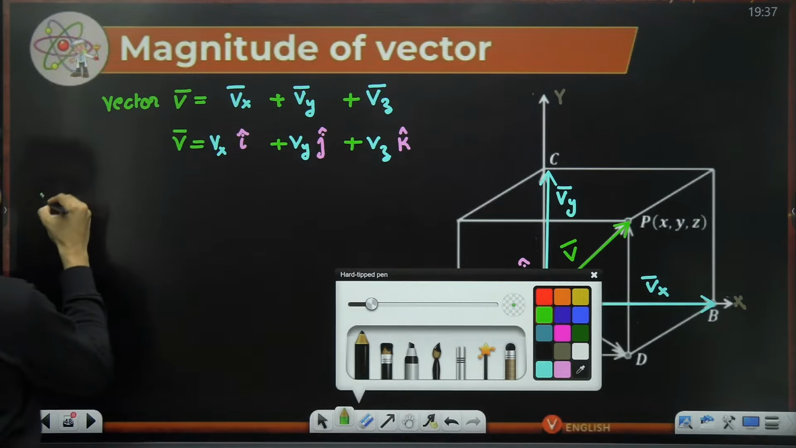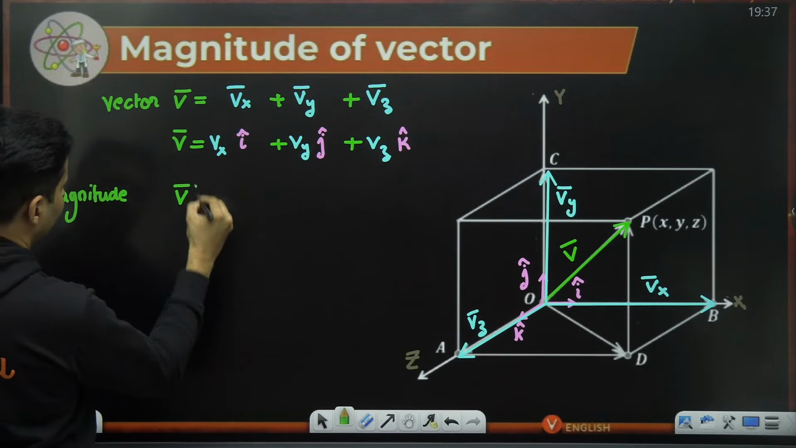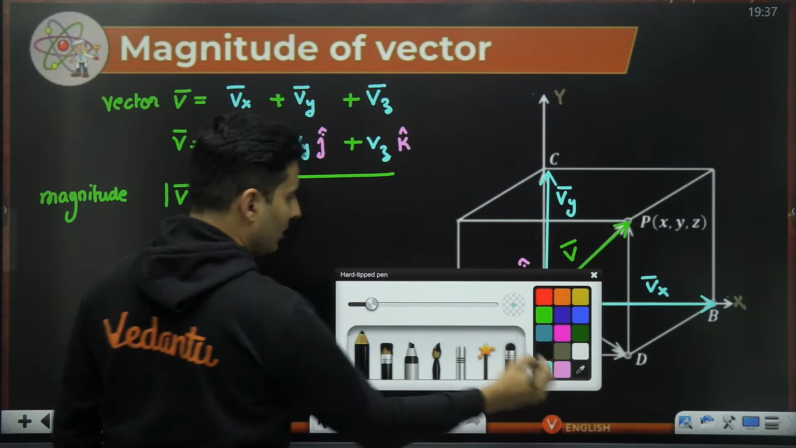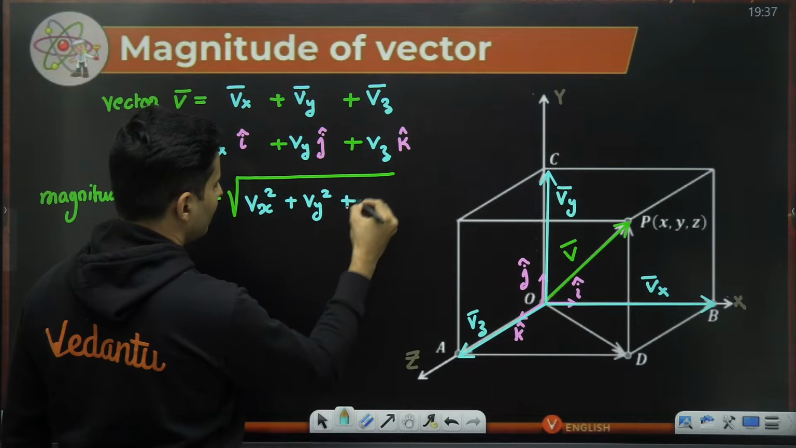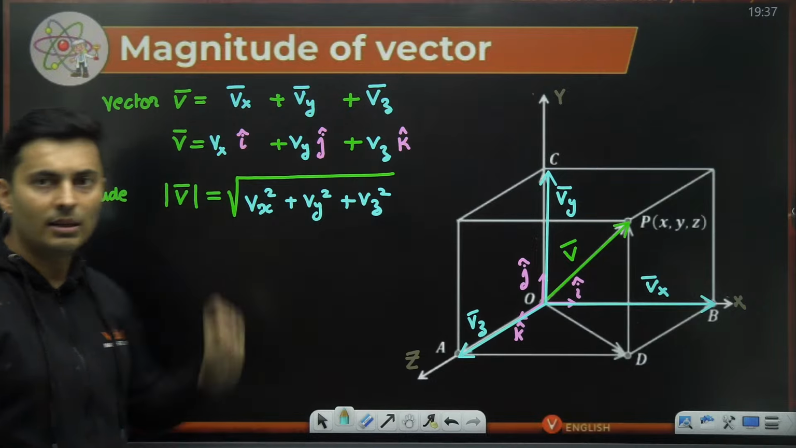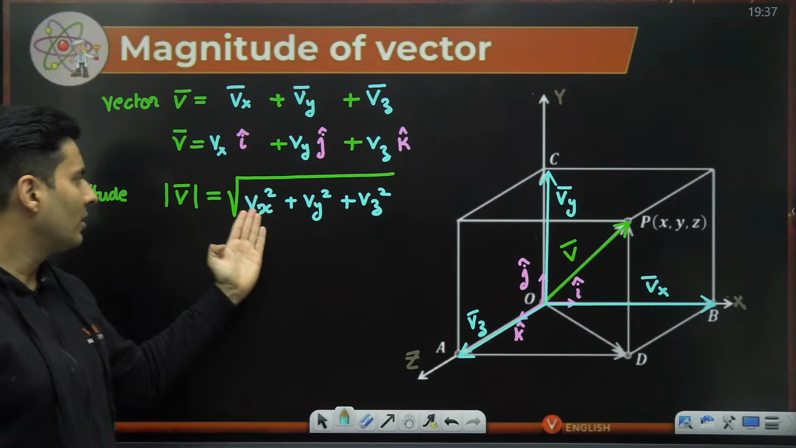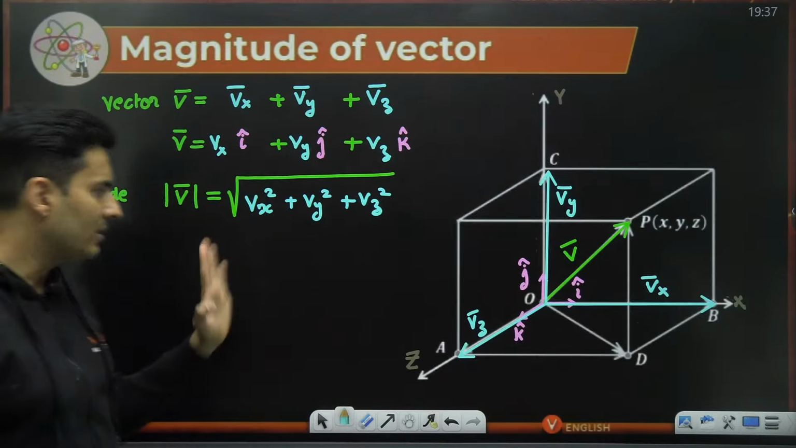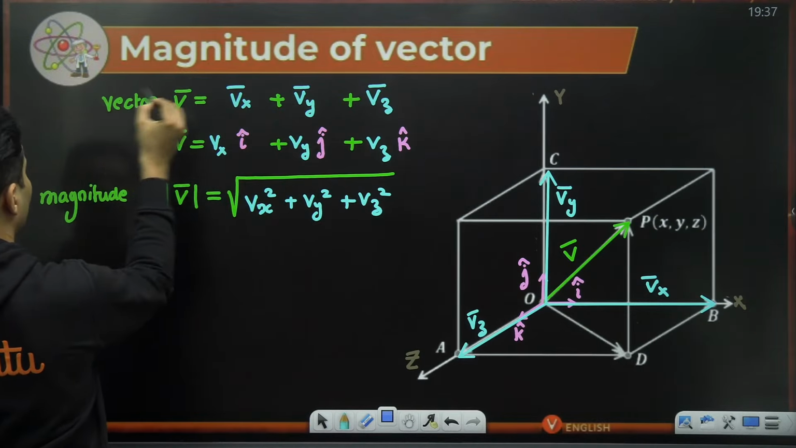The magnitude of the vector v bar will be simply the root of the squares of those components being added: Vx square plus Vy square plus Vz square. That's it. So this is how you represent the vector in unit vector notation, and this is the magnitude of the vector. Instead of just x square and y square, which we did over here, there will be three squares. That's the only difference. So this is something which obviously everybody should remember.